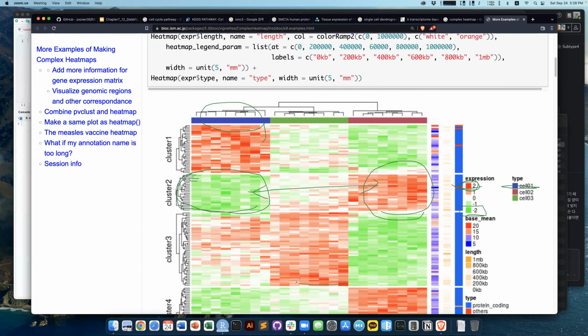So what about cluster 3? Cluster 3 has a high expression in group 2, right? So this is uniquely highly expressed in this group, right?